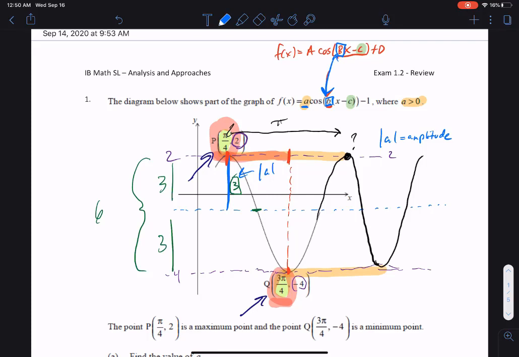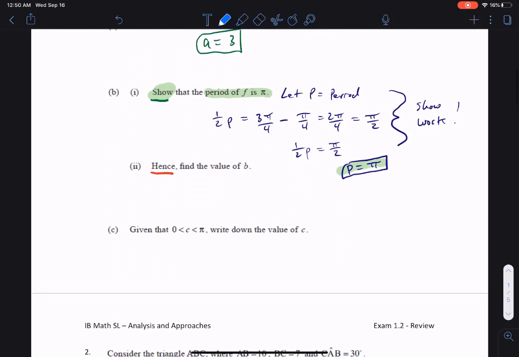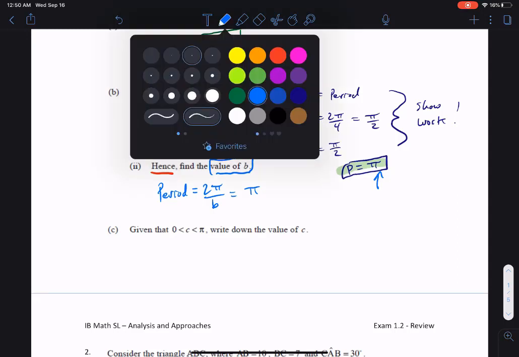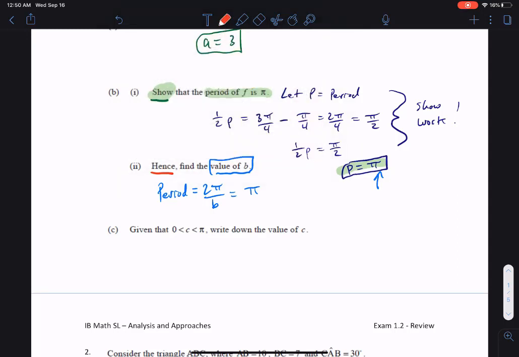So how do you use that? Well, b, the period I taught you is 2 pi over b. And they're telling you the period, which you found or proved in the previous question, is equal to pi. So all you really got to do is solve this equation for b. It's really, really goofy. Here's the equation that you have right here, and we're just going to solve it for b. So rearrange it. b is going to equal 2 pi over pi, which is just going to be 2. That's kind of a goofy question. Okay?